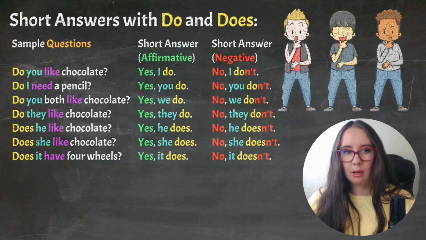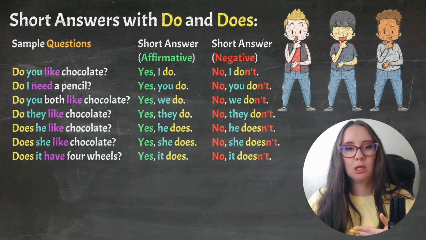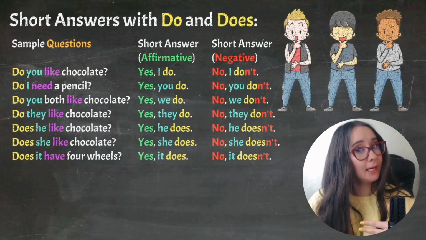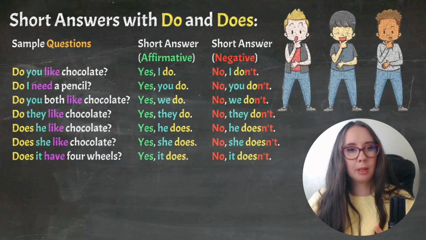Because the subject is I. Does he like chocolate? Yes, he does. Yes, subject he, auxiliary verb does. Or yes, subject she, auxiliary verb does also. Negative answers: no, I do not. Subject, auxiliary verb do or does, plus the negative word not.